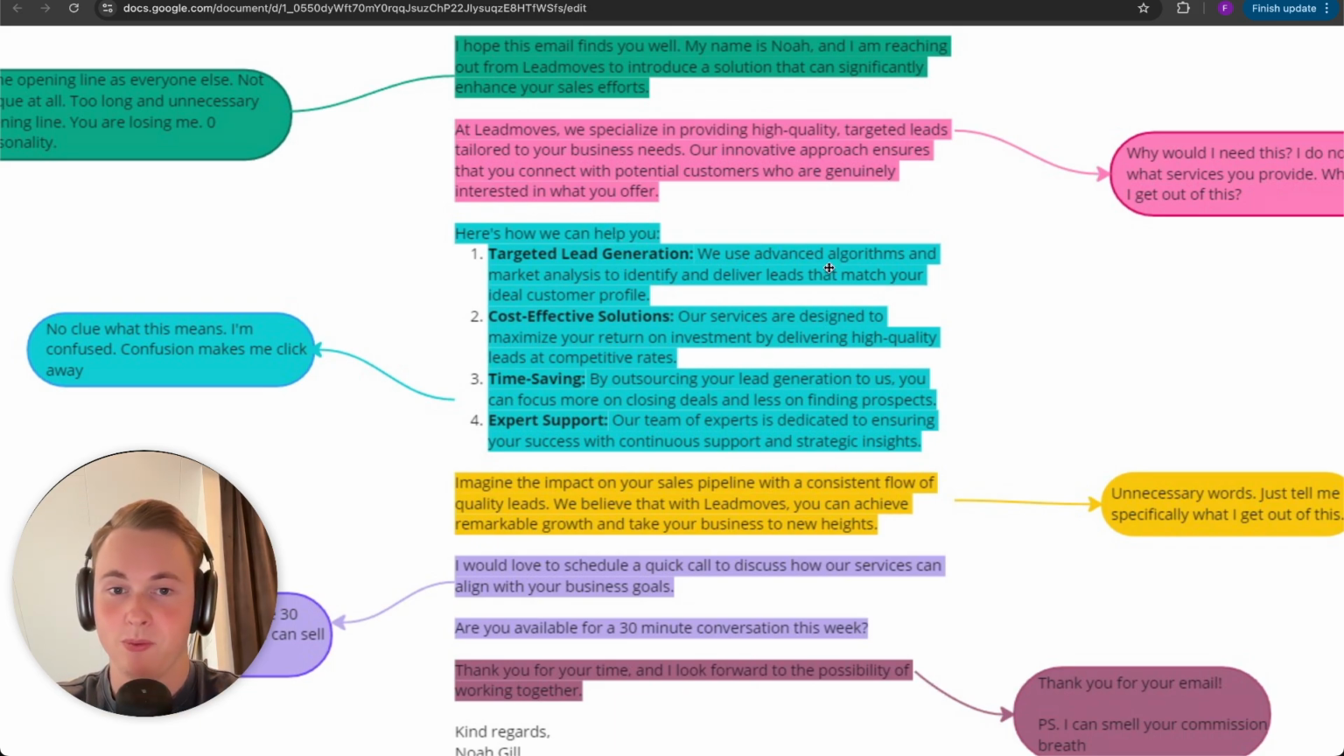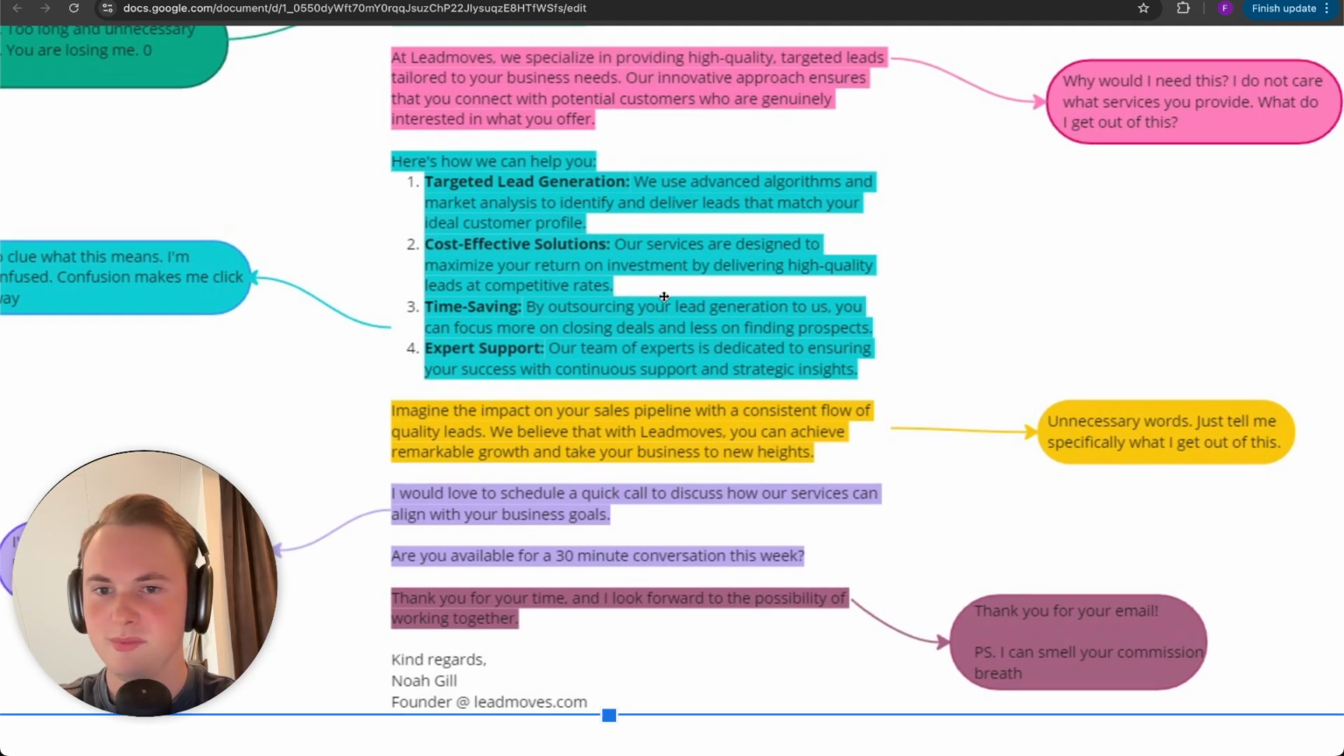Targeted lead generation. We use advanced algorithms and market analysis to identify and deliver leads that match your ideal customer profile. Cost-effective solutions. Our services are designed to maximize your ROI by delivering high-quality leads at competitive rates. Time saving by outsourcing your lead generation to us. You can focus more on closing deals and less on finding prospects. Expert support. Our team of experts is dedicated to ensuring your success with continued support and strategic insights.